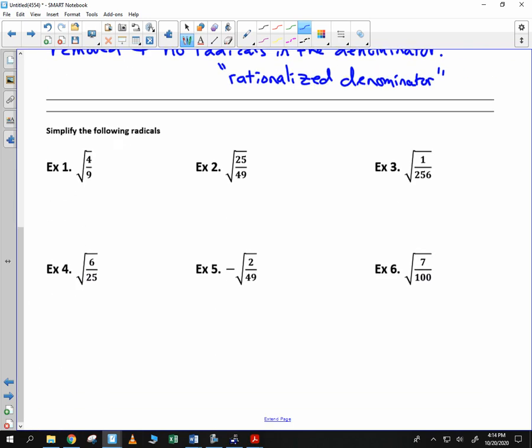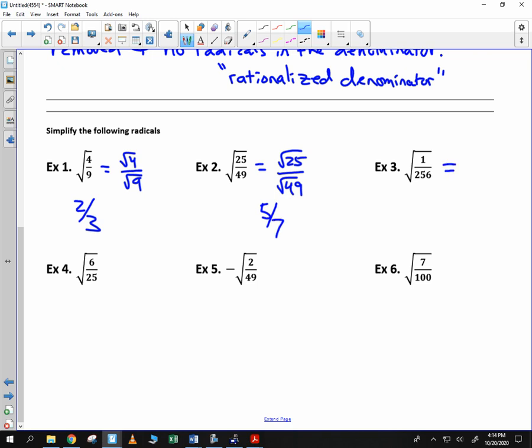Simplifying the following radicals. Turns out that with radicals, with a fraction, you can take the square root of the top and the square root of the bottom. And so you can see here you get 2 over 3. And here you get the square root of 25 over the square root of 49. And so you can get 5 over 7. You have to write it out every time.